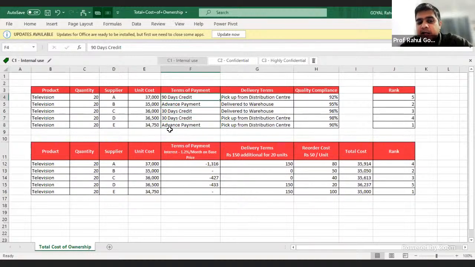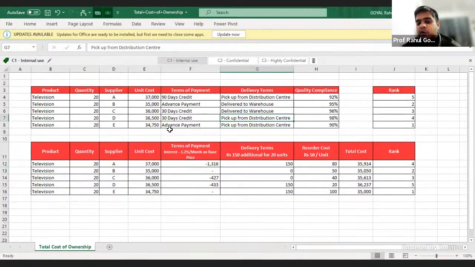When we talk about 90 days of credit, we can monetize it to say there is a certain benefit. We can monetize it by considering the interest rate, because whatever this money is, we can earn a certain monthly interest rate on this amount. Whichever supplier is providing us 90 days or 30 days of credit, there will be certain benefits, so we can reduce that from the unit cost. For example, in case of supplier A, who is giving us 90 days of credit, there's a bigger benefit, so the unit cost can be reduced by 1,316 rupees.